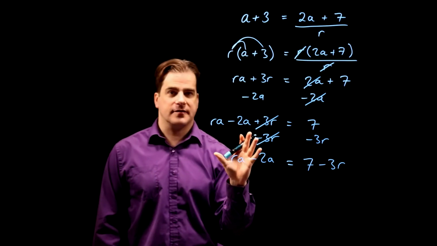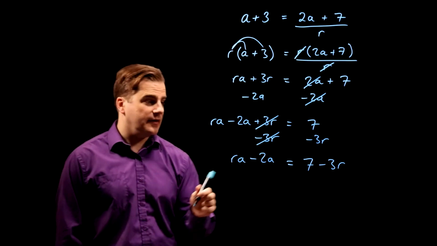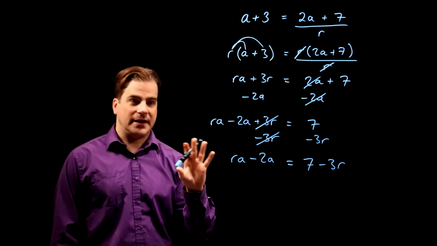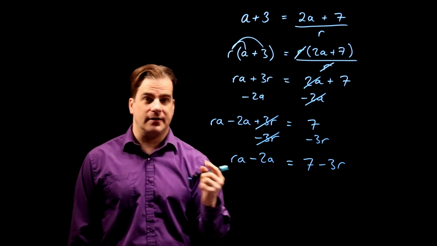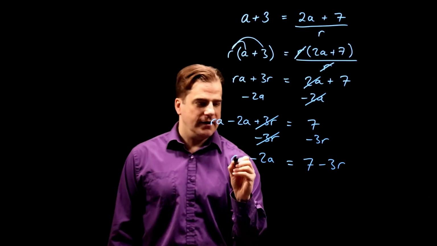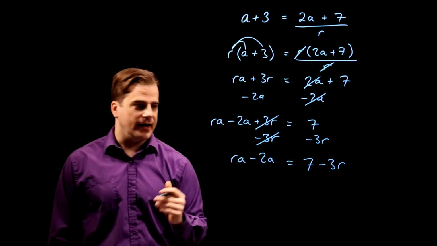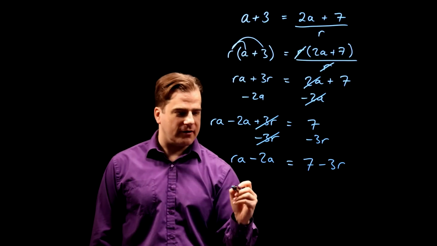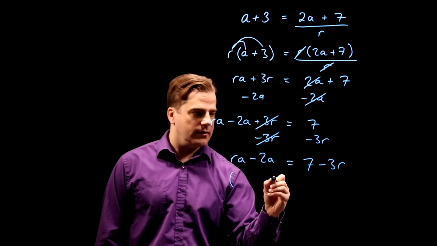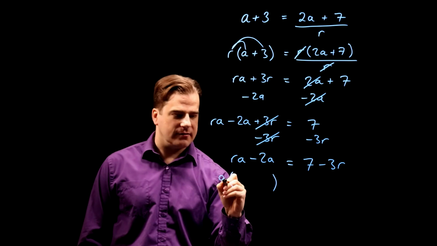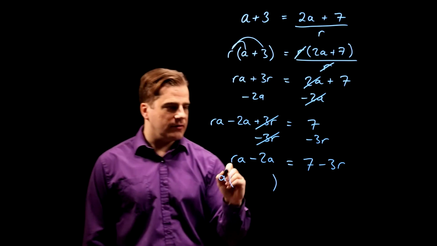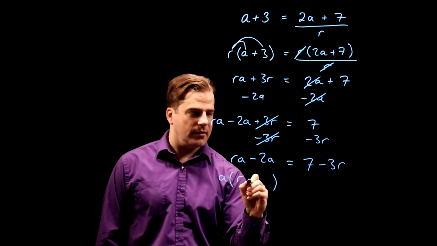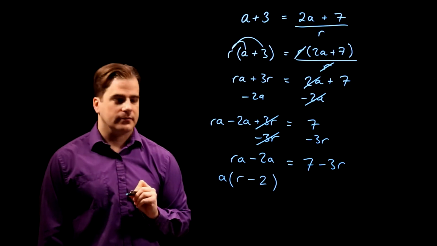I promised you that at some point we would have to factorize, and this is it. This is how we magically turn the two a's into one. These two terms have a common factor of a. So we pull out that factor of a and introduce some brackets there. We've pulled out the a, and we're just left with r minus 2.